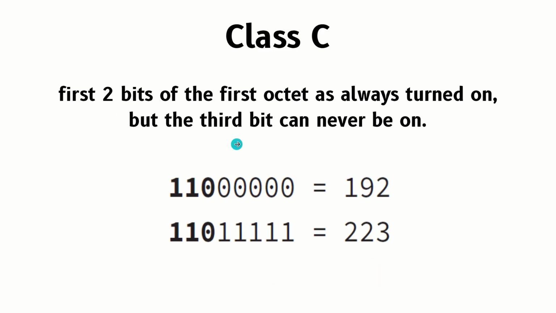In class C, the designers say that the first 2 bits must always be on, the third must always be off, and the remaining we can customize. If we turn off all the remaining 5, it will be 192. If we turn on all 5, it will be 223. The range of class C is 192 to 223. This is class C.